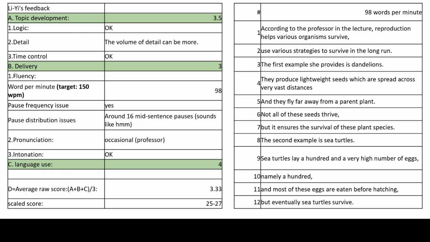The biggest problem with this answer is, again, delivery. You are speaking at a lower speaking rate, and there are a lot of mid-sentence pauses. I counted, it's around 16.